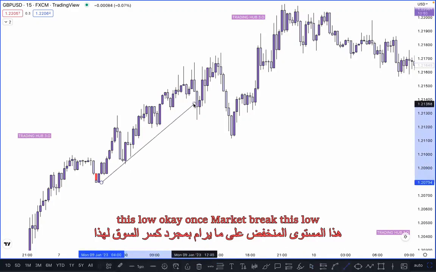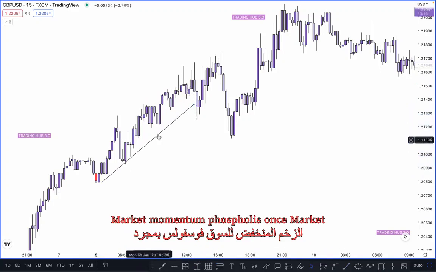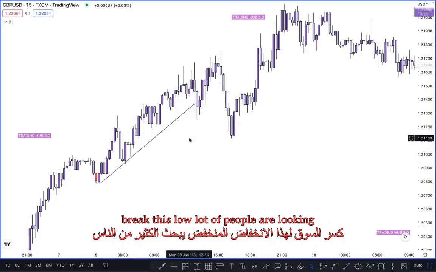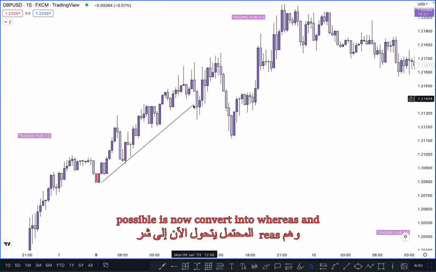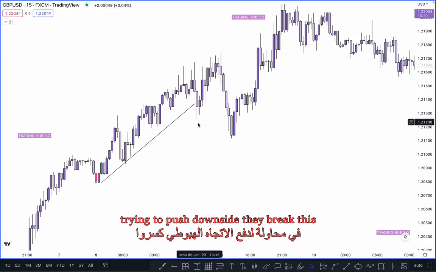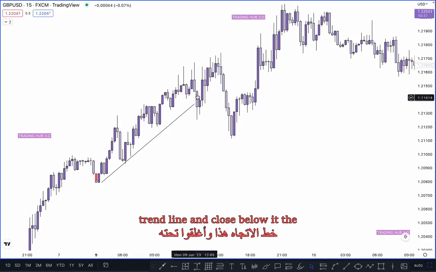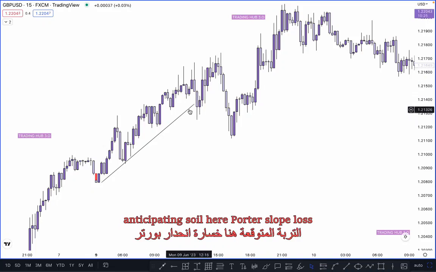Once the market breaks this low, market momentum was bullish. Once the market breaks this low, a lot of people are looking to sell. Why? Because market momentum was bullish, and now it has converted into bearish, and they anticipate momentum pushing downside. They break this trend line and close below it. They anticipate a sell here and put the stop loss just above it.